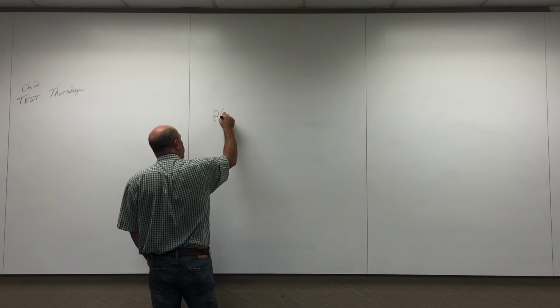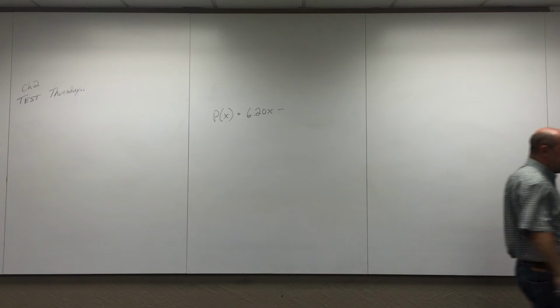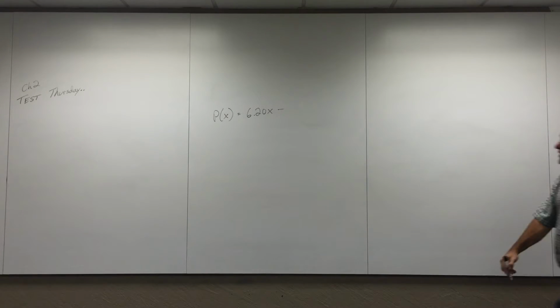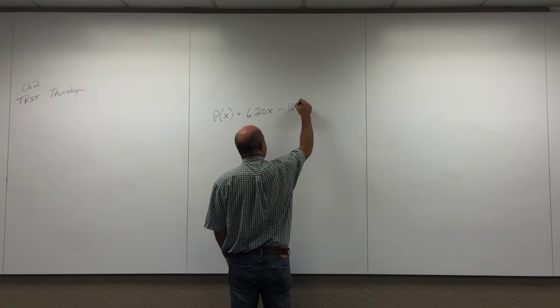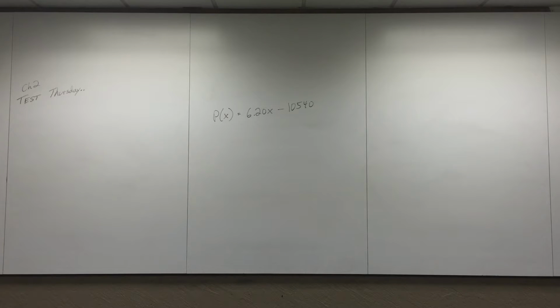It says a large hardware store's monthly profit is 6.20x minus $10,540. This is just the last homework problem, the profit. They gave me the profit for selling PVC pipe. X is the number of feet of PVC pipe that is sold. What level of monthly sales is necessary to avoid a loss?